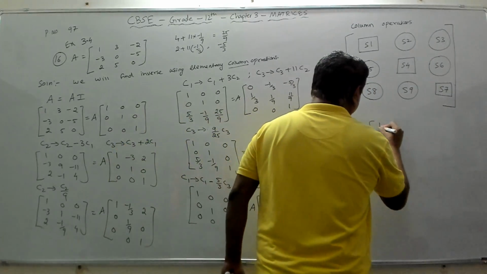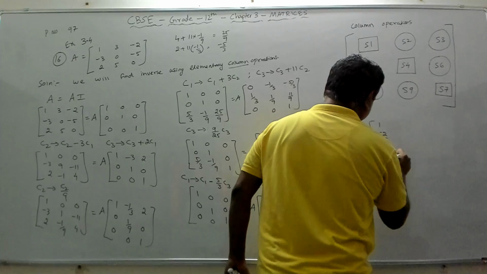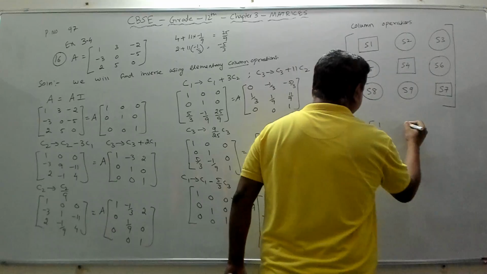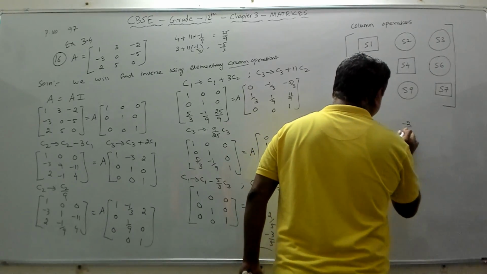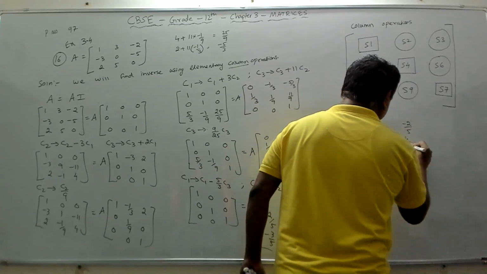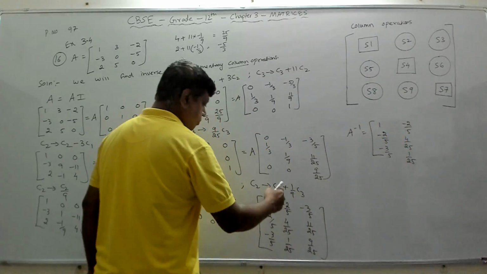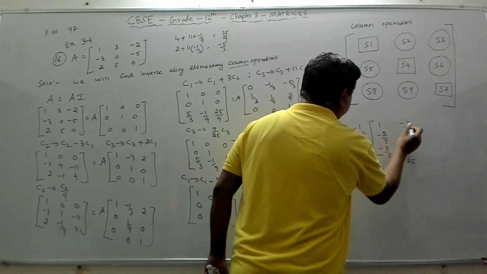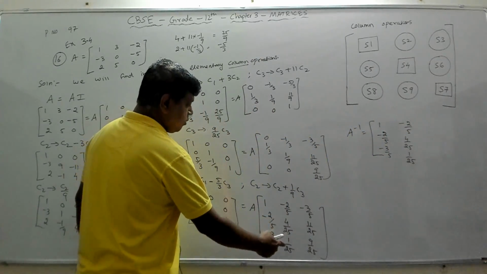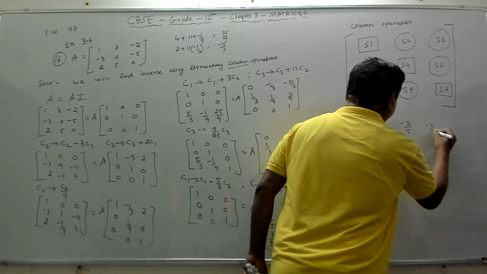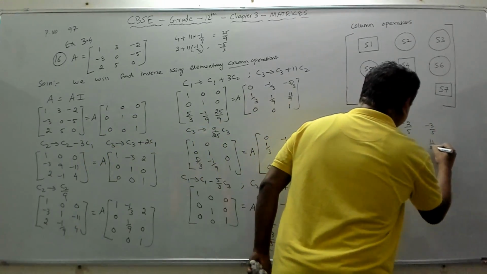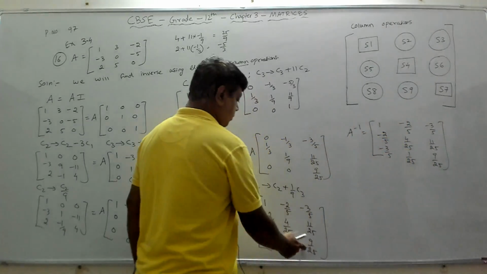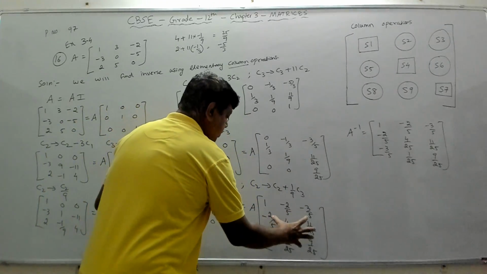1, minus 2 by 5, minus 3 by 5. Then minus 2 by 5, 4 by 25, 1 by 25, then minus 3 by 5, 11 by 25, 9 by 25, which is this. So this is your A inverse, this matrix.